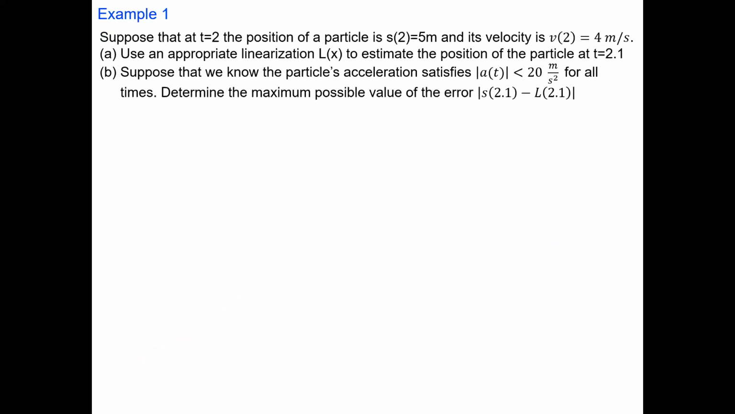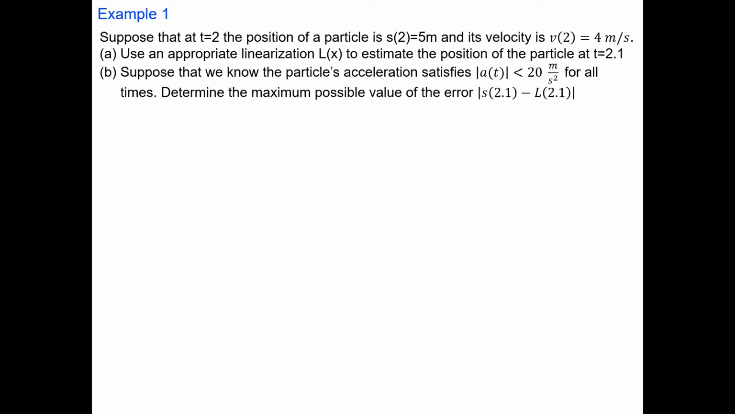Suppose that at t equals 2, the position of a particle is s(2) = 5 meters, and its velocity v(2) is 4 meters per second. A, use an appropriate linearization, L(x), to estimate the position of the particle at t equals 2.1. We have to estimate through the linearization.